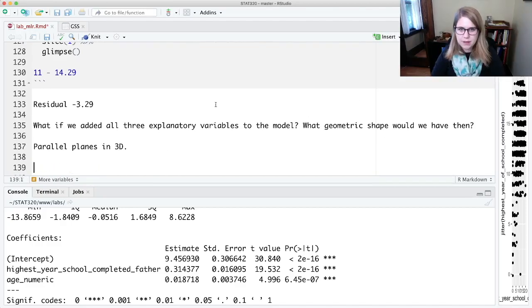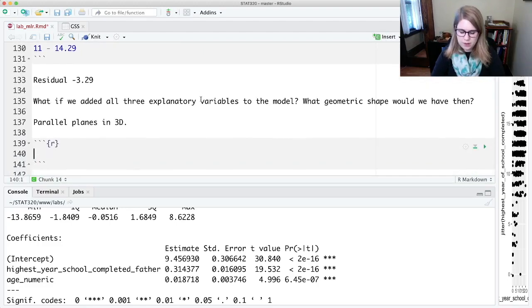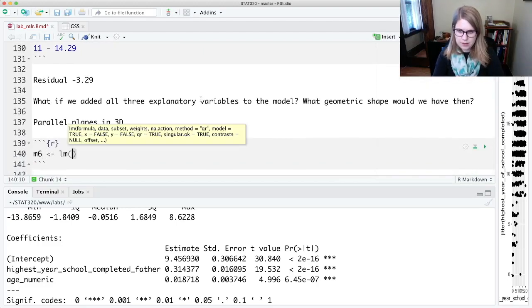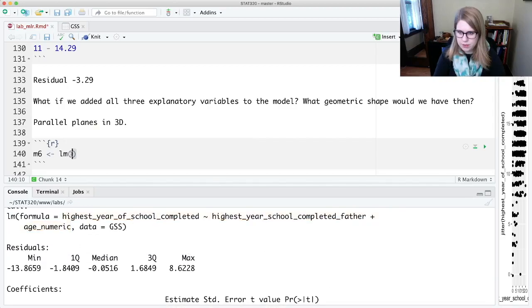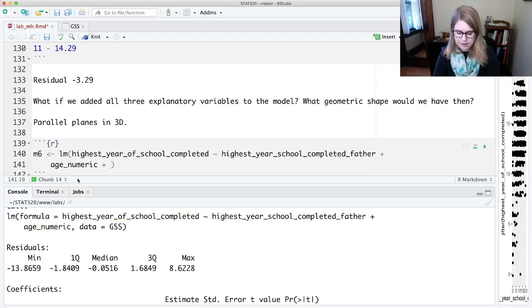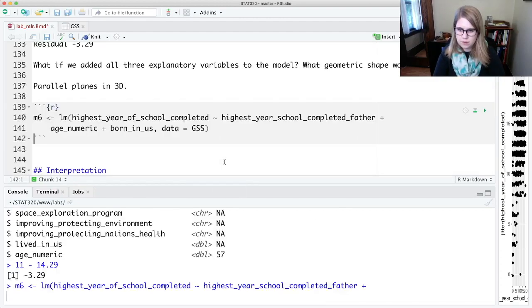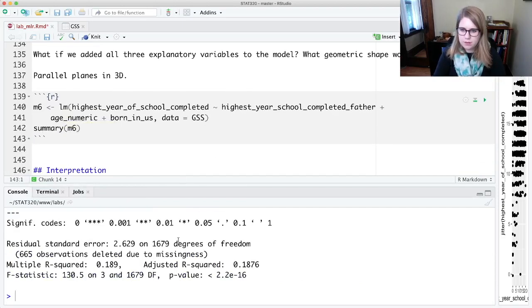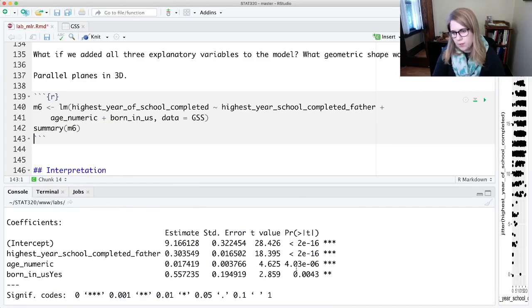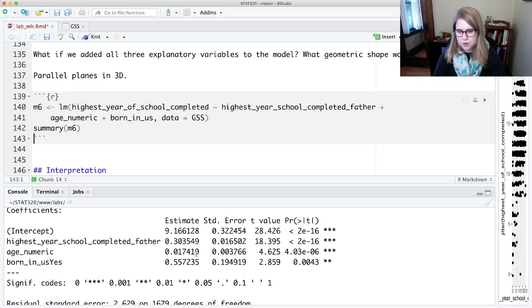So let's try making that model. We'll put this in. I'm going to call this M6, and that's going to be a linear model. I'm just going to grab this much, and then I'm going to add in that born in US, and then my data is GSS. I could look at that summary of my sixth model. And it looks like all my coefficients are significant here. So I could interpret all those coefficients, or I could think about writing out the equations of the model.